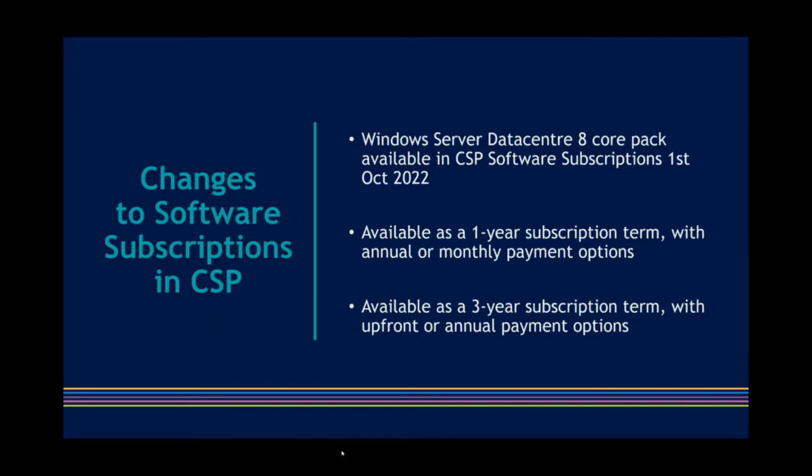The 1-year subscription will offer 2 payment options. You will be able to either pay for this all up front via the annual payment option, or you will be able to pay in monthly installments. The 3-year subscription will also offer 2 payment options, although they are different to the 1-year subscription. You can pay for the 3-year subscription as either an upfront payment, or you can opt to pay annually.